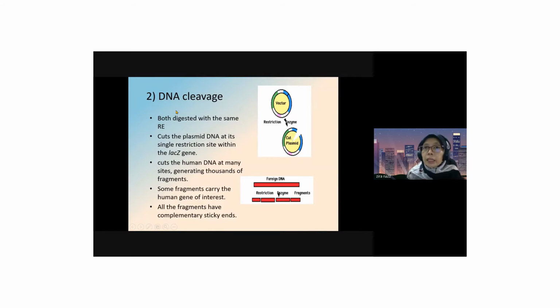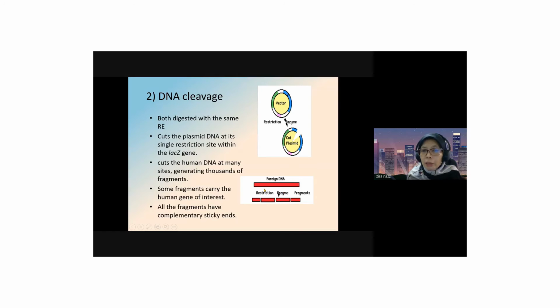Okay, next stage of the gene cloning is DNA cleavage, or cutting of DNA. So both the plasmid as well as the DNA source need to be digested or cleaved with the same RE, restriction enzymes. For the plasmid, it needs to cut at the single restriction site, which is located at the LacZ area. Remember that LacZ codes for the enzyme beta-galactosidase that breaks down lactose into glucose. And it cuts the human DNA at many sites. This is what I've mentioned before, and you'll generate thousands of fragments.